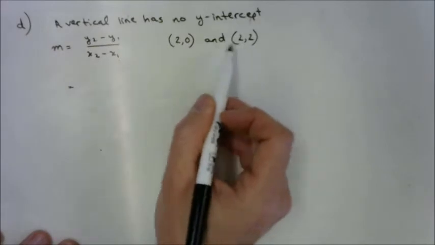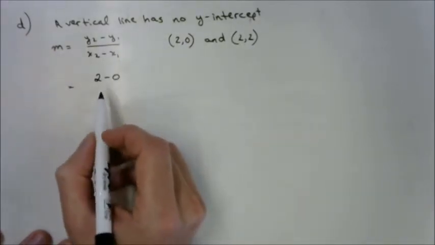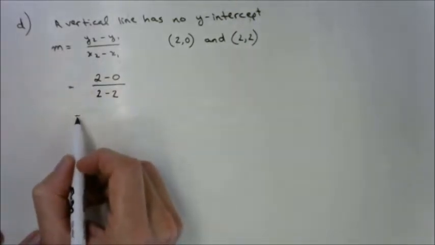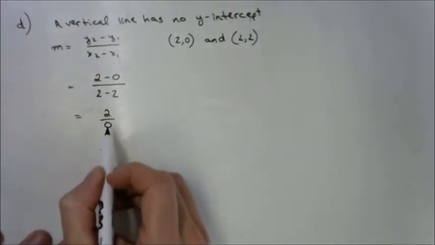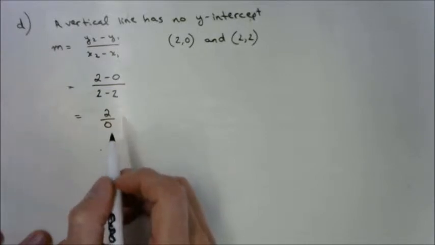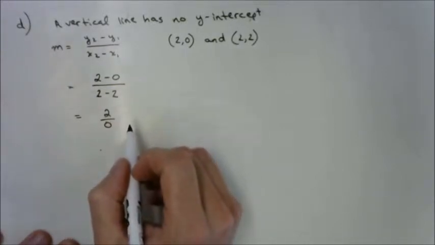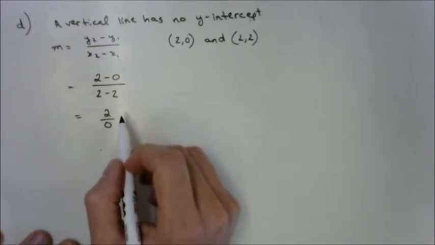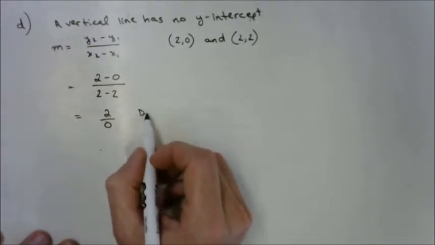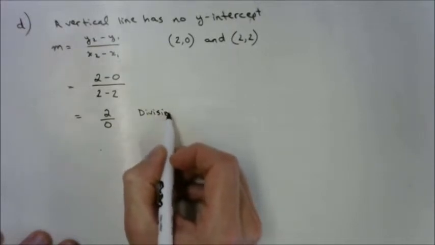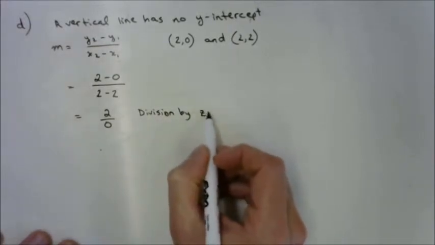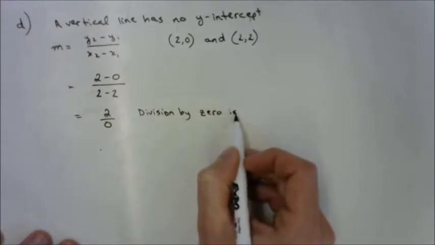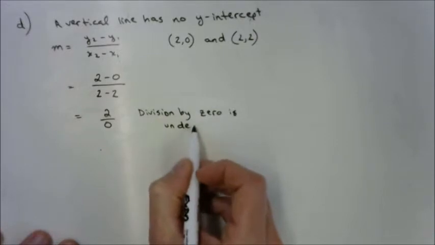Let's fill in for our numerator. Our change in y is 2 minus 0. That's okay so far. Our change in x is 2 minus 2. So I've got 2 over 0. And that just doesn't work. It's undefined. Division by 0 is undefined. So when 0 is in the denominator, it is undefined.